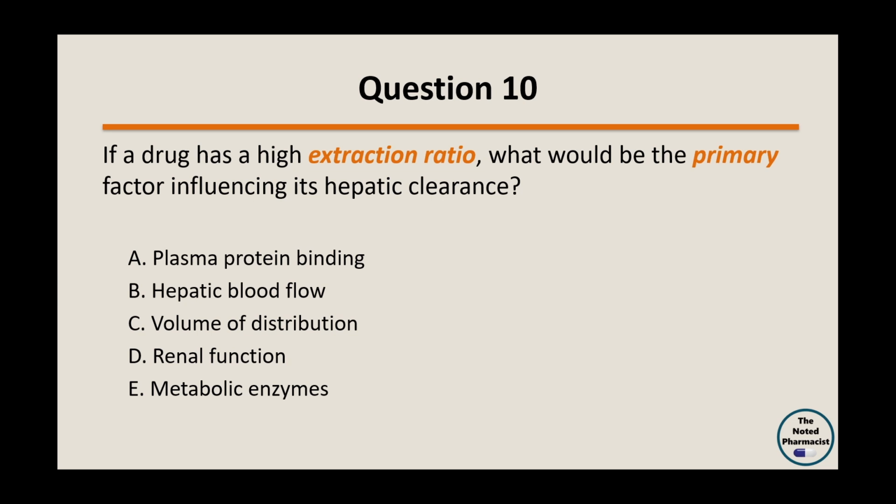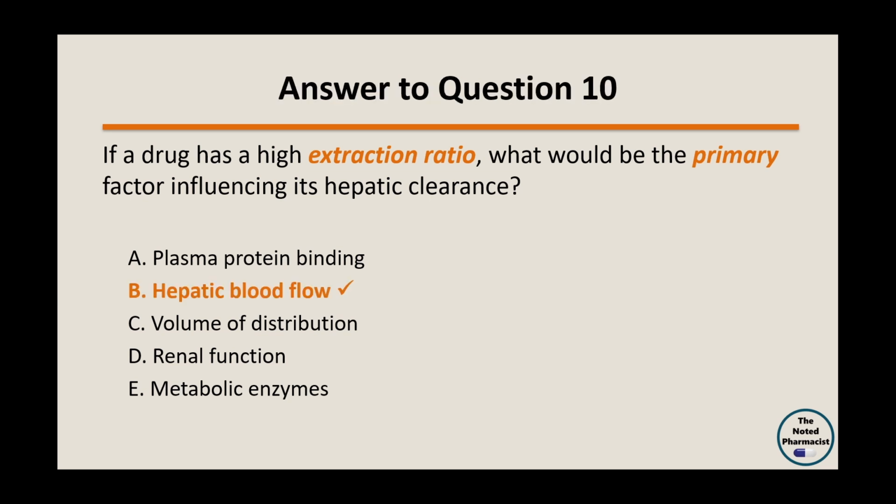What would be the primary factor influencing its hepatic clearance? Option A, plasma protein binding. Option B, hepatic blood flow. Option C, volume of distribution. Option D, renal function. Option E, metabolic enzymes. The correct answer is option B, hepatic blood flow.